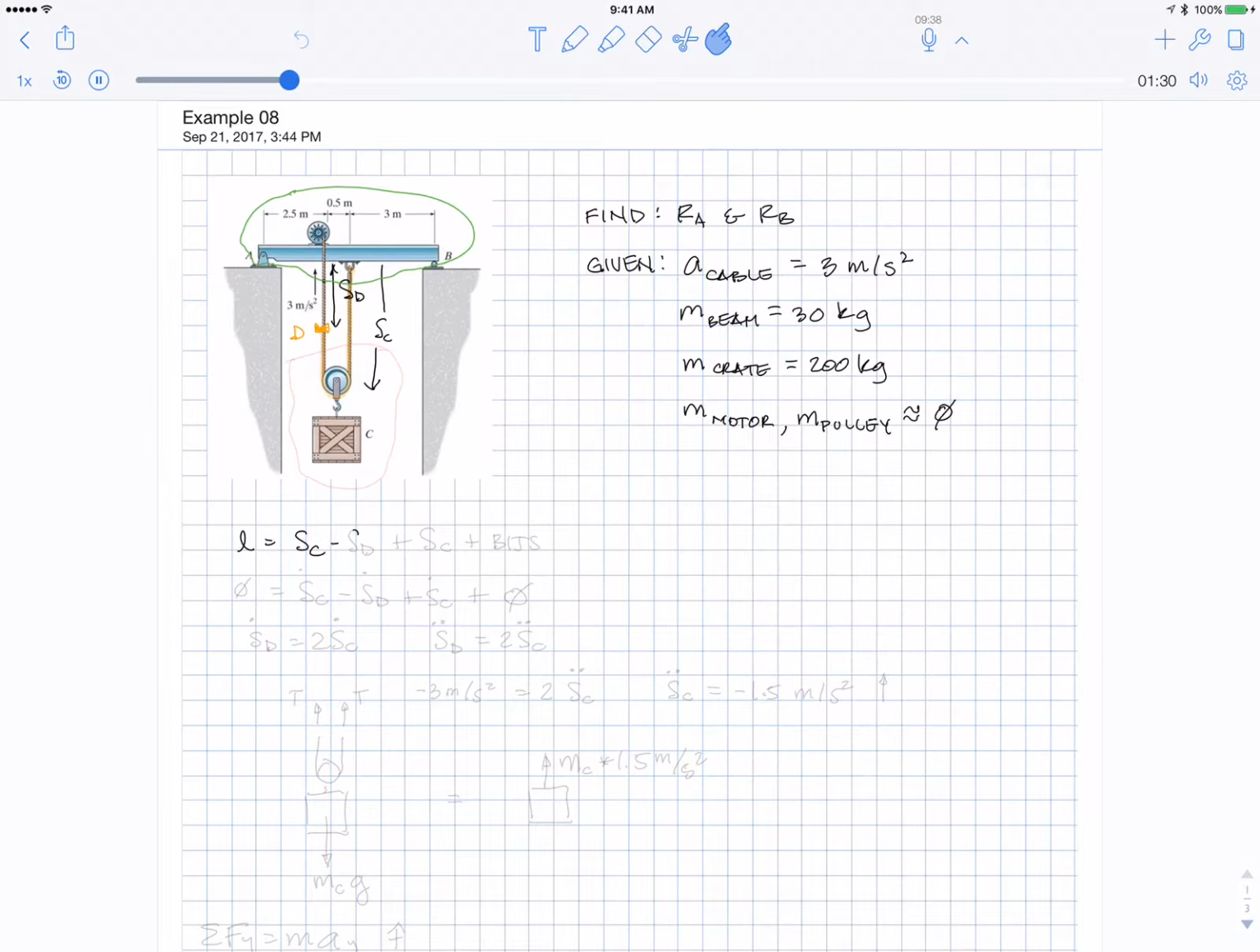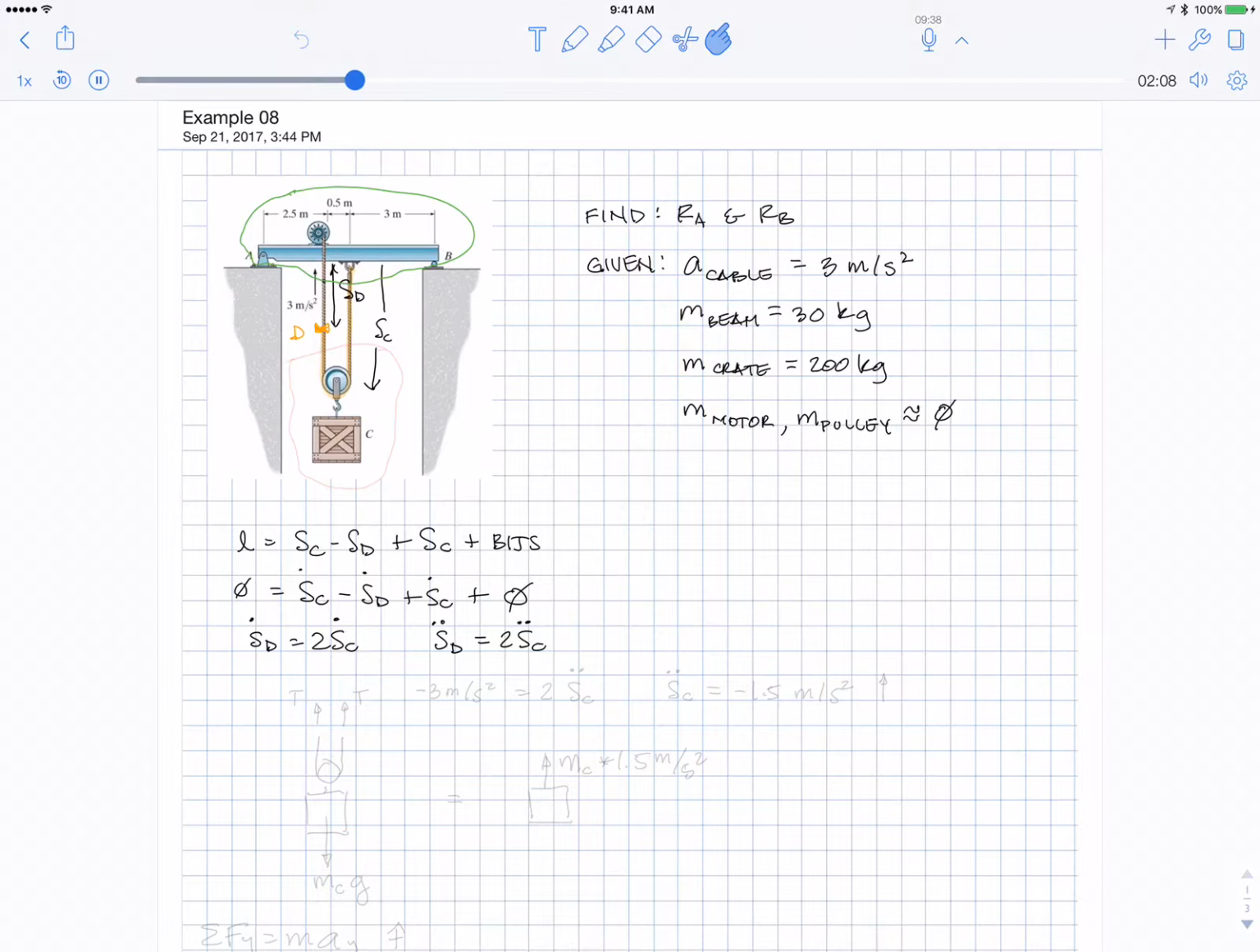Okay, so the total length of the rope from the ribbon back up to the beam, L, is SC minus SD, plus SC, plus the little bits that are left over. You take the derivative of both sides, and the length is constant. SC dot minus SD dot plus SC dot plus 0. So you get SD dot equals 2 SC dot, and similarly the accelerations, SD double dot equals 2 SC double dot.